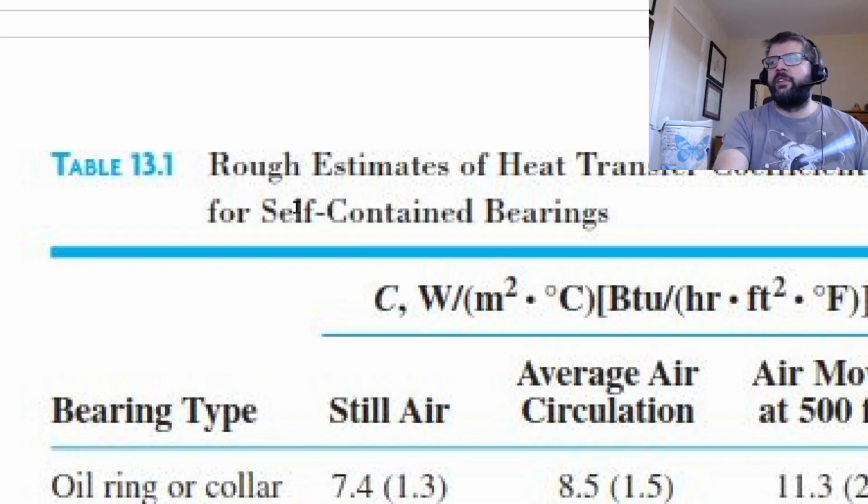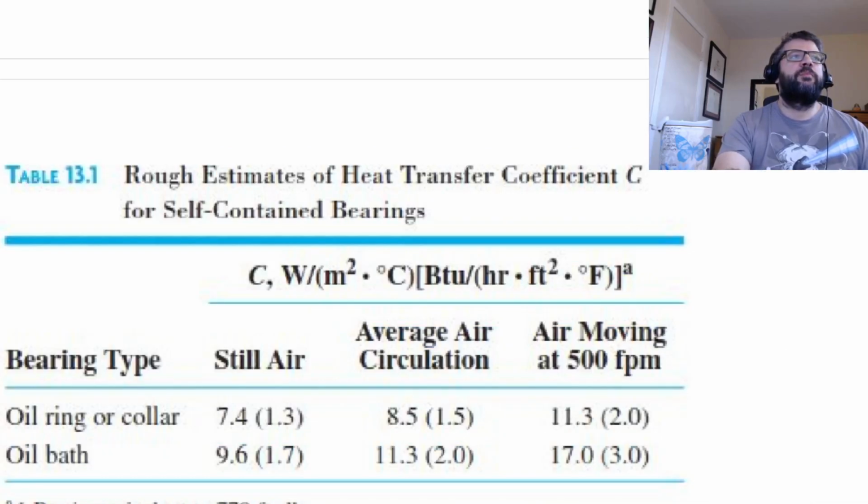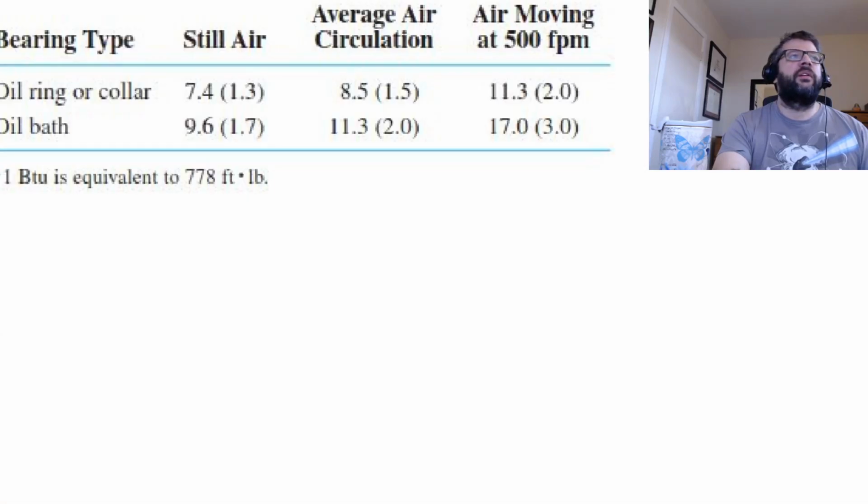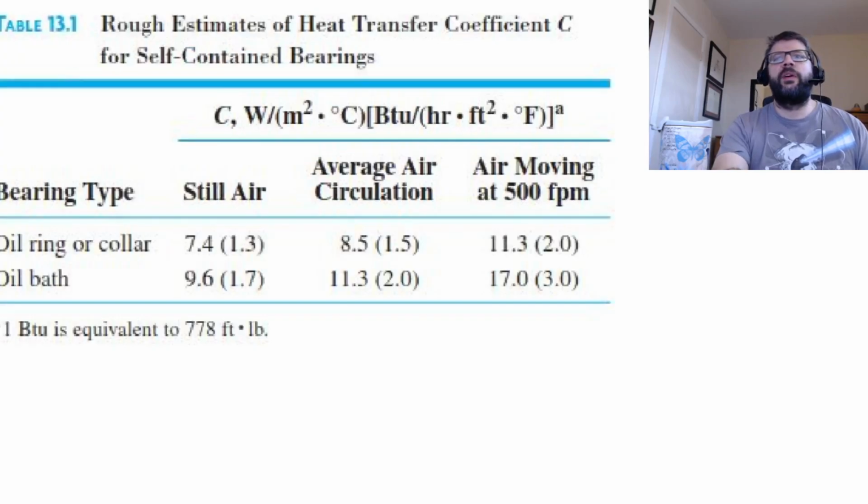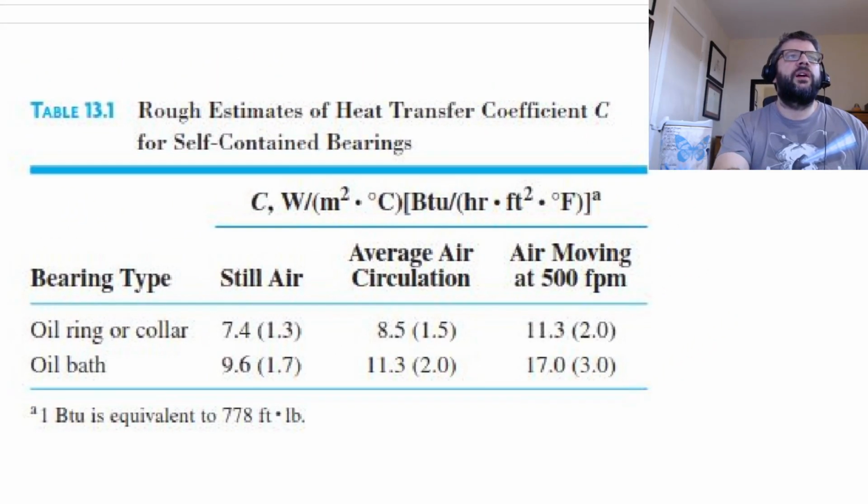So some estimates for what that coefficient is based upon what type of bearing you have, in particular, what type of oil circulation type you have, as well as the conditions in the area for airflow. So if you have an oil ring or collar type, you're using the top row. If you have an oil bath type, you're using the bottom row.